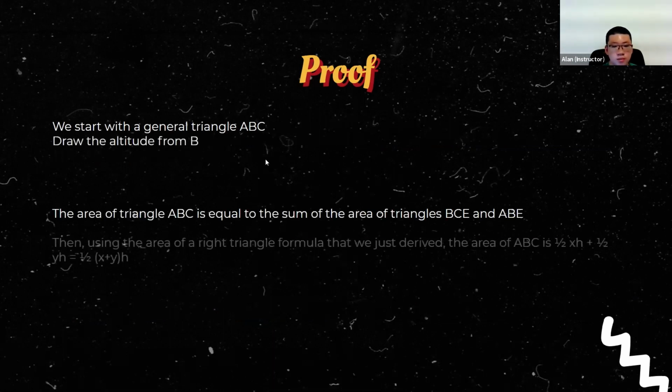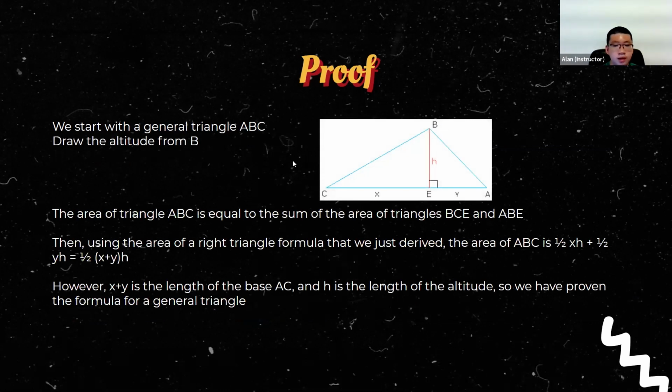So now that we've finished this first step of the proof, we're going to move on and prove it for all triangles in general. So we're going to start with a general triangle ABC. I'm going to move on so that you can see. All right, and then you can draw the altitude from B to side AC, but it doesn't matter which side you draw it to.